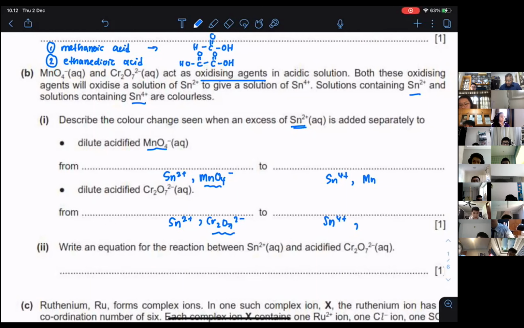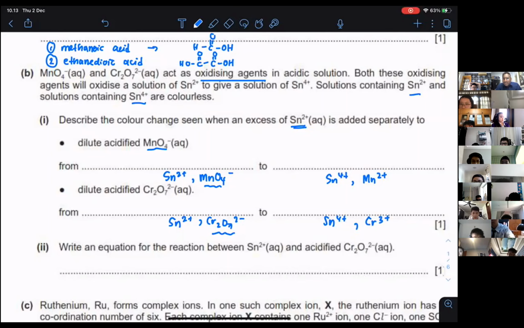Okay, I'll just help you. Yeah, so this one will change to Mn2+. Yeah, so this is going to be Mn2+. So Benedict, can you tell me this one, Cr2O7 2- is going to become what? Cr3+. Okay, Cr3+.